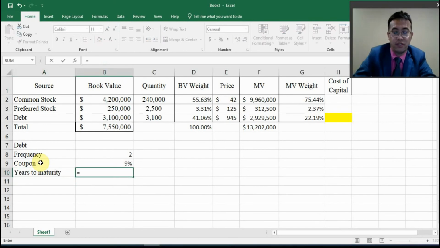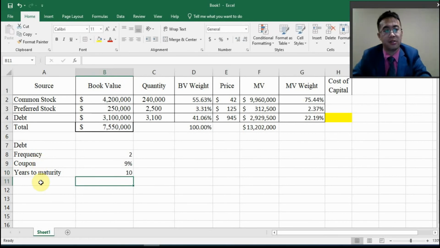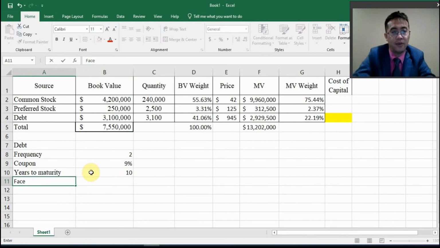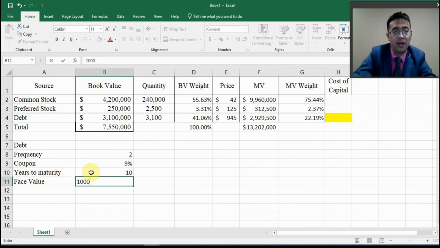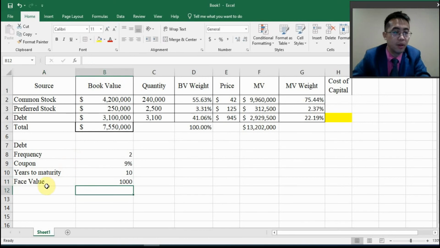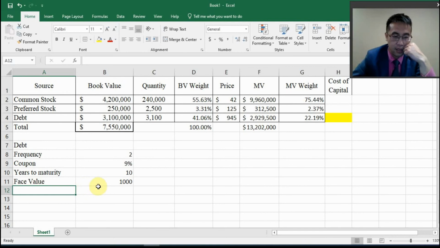I also have to find the number of periods or years to maturity. The bond is a 15 years bond. However, it was issued 5 years ago, which means the bond still has 10 years more to go. So you are going to use the total duration of the bond minus 5 to get the time to maturity, which is 10 years. And the face value of the bond is always $1,000.